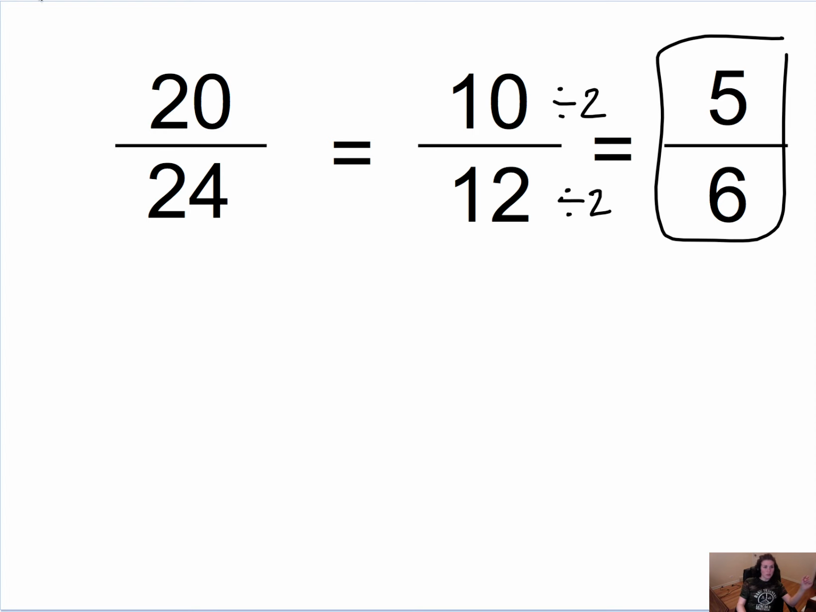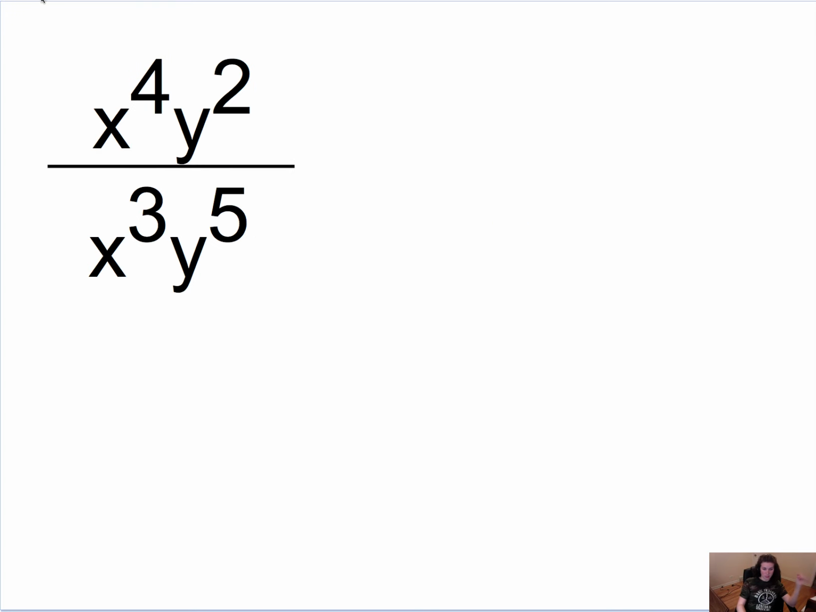All right, now let's take a look if we have variables instead of numbers. x to the 4th times y squared divided by x to the 3rd times y to the 5th. Now in order to simplify this, the first time we do it, let me just show you what it actually means. I'm going to list all these out, okay?